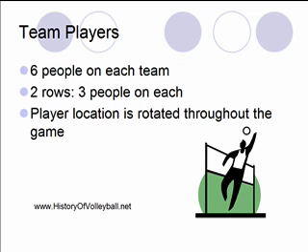Now, the teams are set up with 6 people on each team, and there are 2 rows of people, 3 people on the front row and 3 people on the back row, and the player location is rotated throughout the game. Each time the team gains possession of the ball again, the players will rotate, so there is a new person serving the ball.